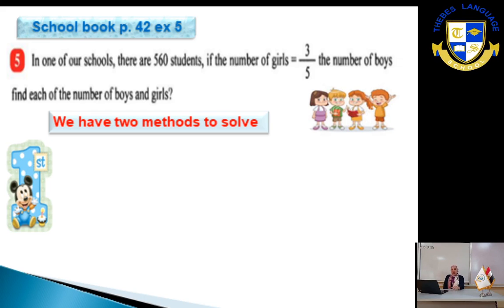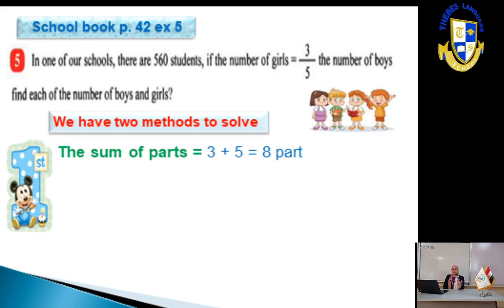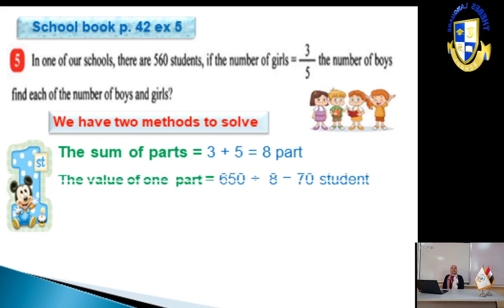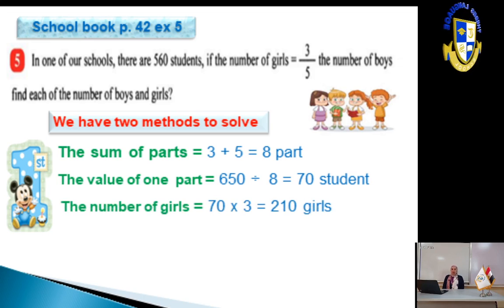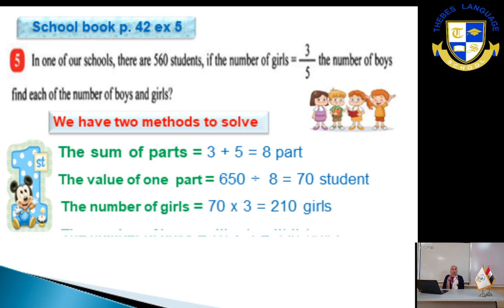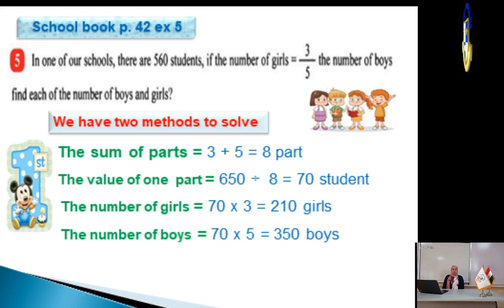We will start with our first method. We will get the sum of parts, which is 3 plus 5 equals 8 parts. Now we will find the value of one part. It will be 560, the sum of the students, divided by the total of the parts. 560 divided by 8 equals 70 students. Now the number of girls will be 70 times 3 equals 210 girls. The number of boys will be 70 times 5 equals 350 boys.